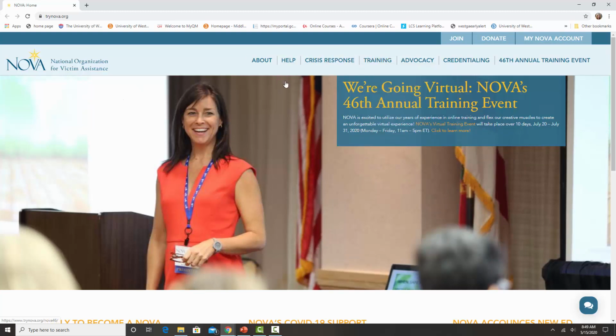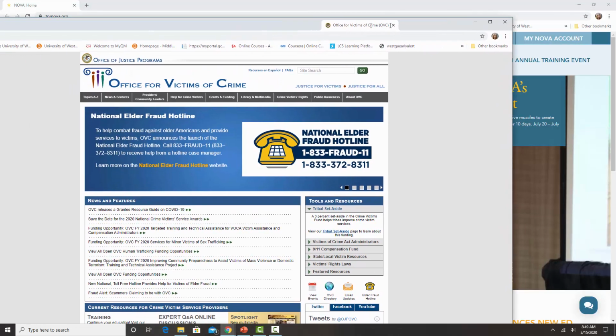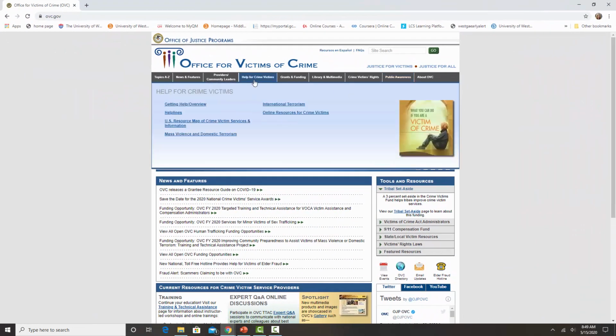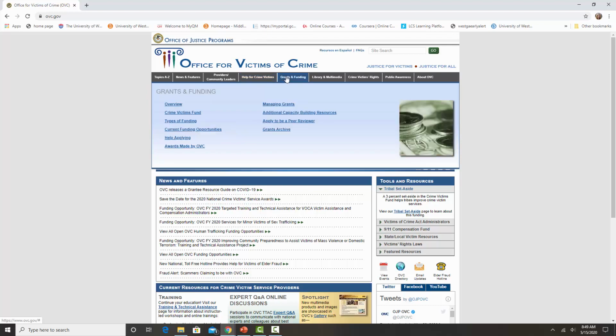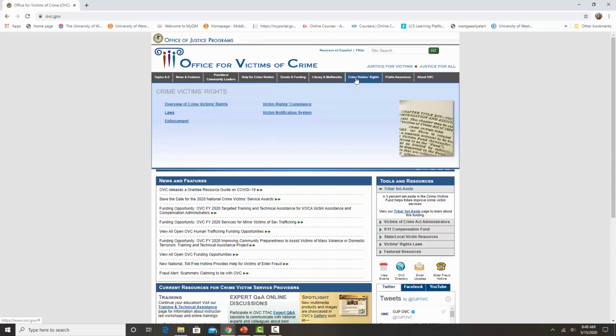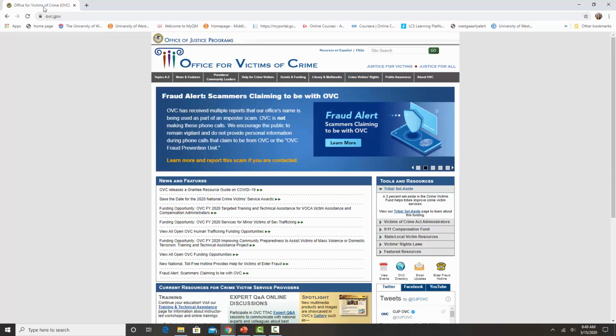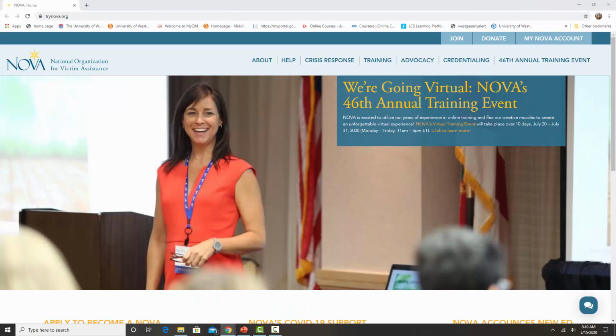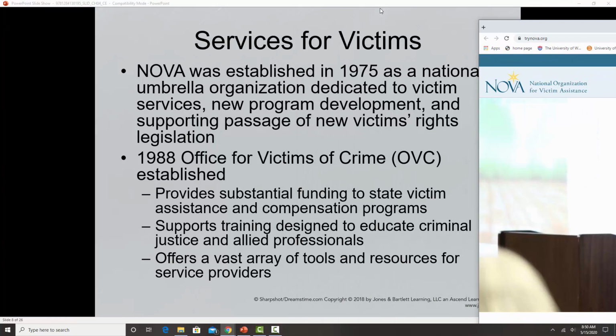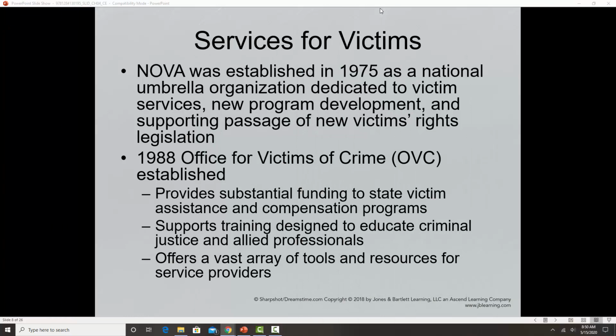So this is the NOVA website. And then we also have the Office for Victims of Crime. Same thing here. They offer help for crime victims. They have grants and fundings. They have news features, a library so that you can educate yourself, victims' rights, information about all of the victim rights laws. And they also have training as well. Both of these are really great in terms of anybody that wants to work with victims in getting training. Both of those are really good organizations for that. So you take a look at those websites and you'll get an idea of what they are about and the services that they offer.